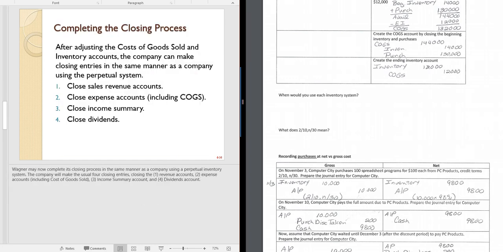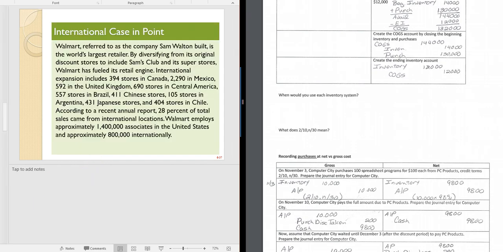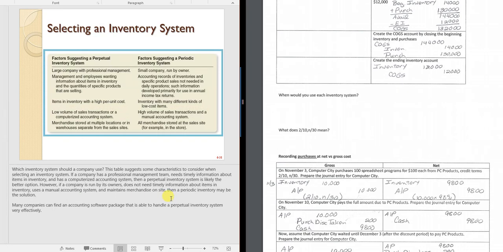And this just shows how you do it. Again, the closing process: sales is a revenue account, cost of goods sold is an expense account. You close all your revenues, close all your expenses, close income summary, and then close dividends. Just like the prior chapter.